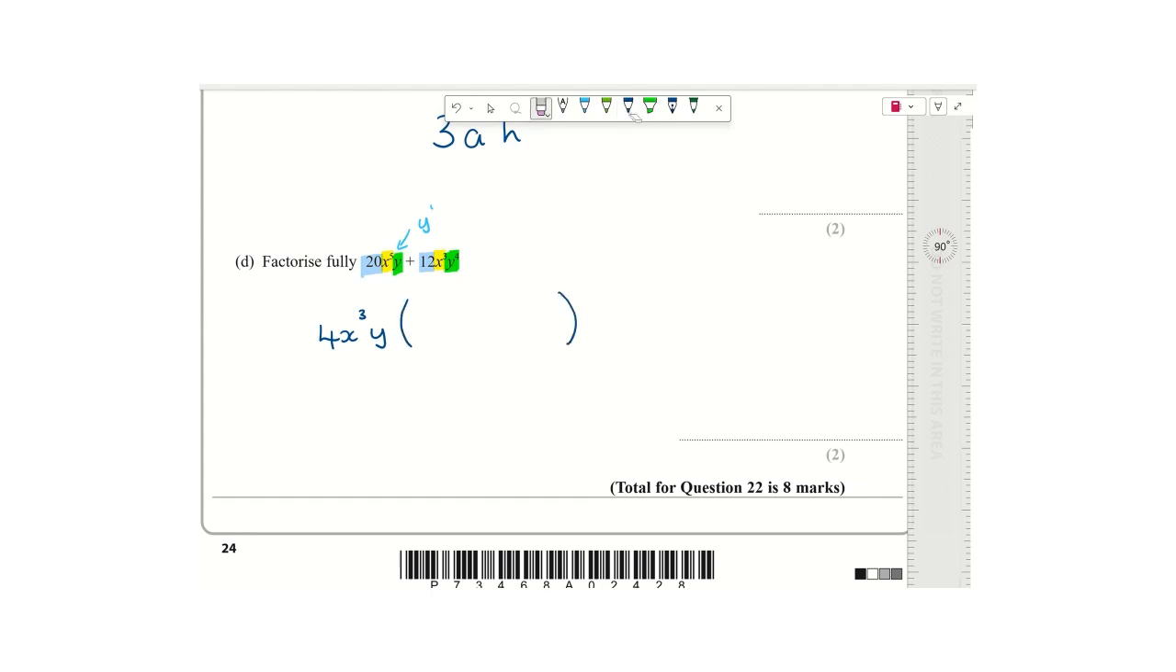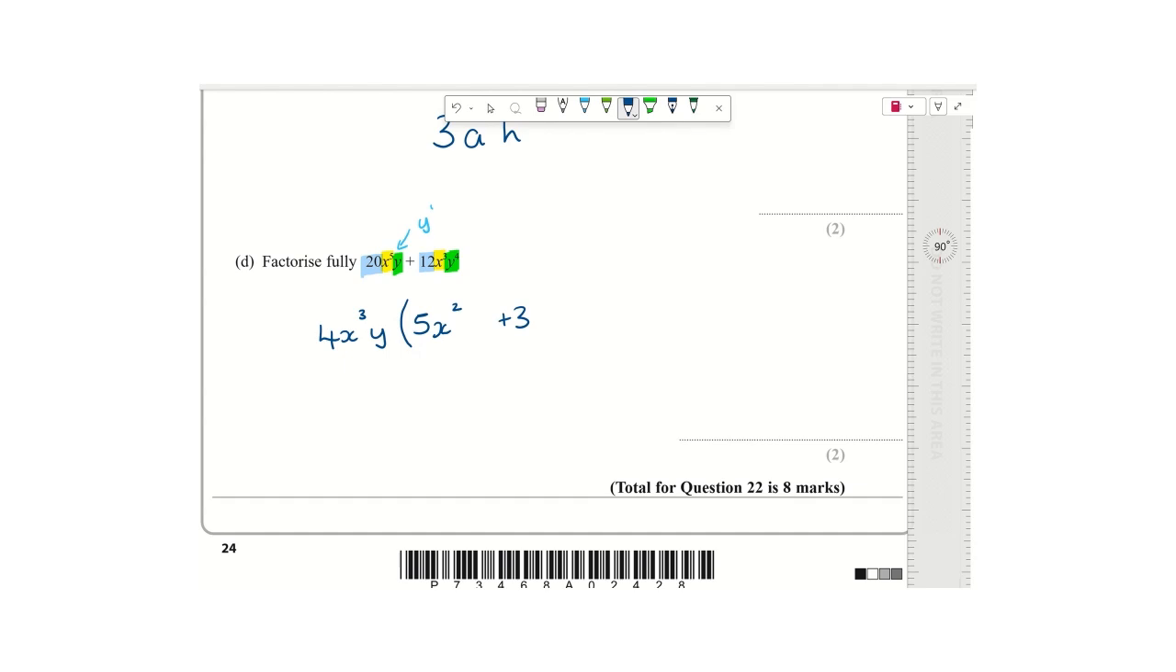Now, to find how the numbers go inside, you're going to divide the numbers by the number outside. So I'm going to do 20 divided by 4 will give me 5. And then 12 divided by 4 will give me 3. Now, looking at the letters for the x's, so x to the power 5 divided by x to the power 3, we know we take powers away. So 5 take away 3 gives me x squared.